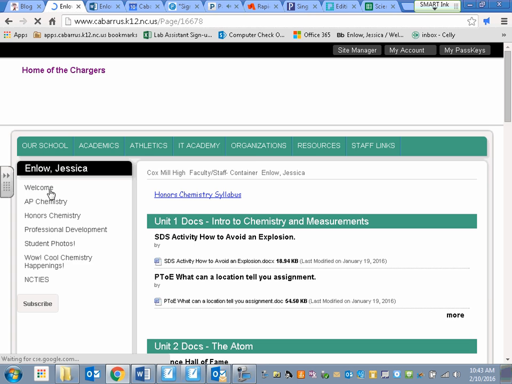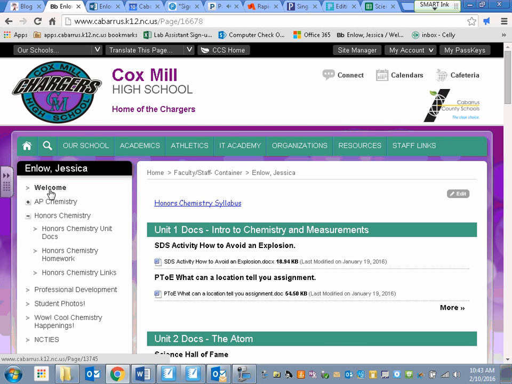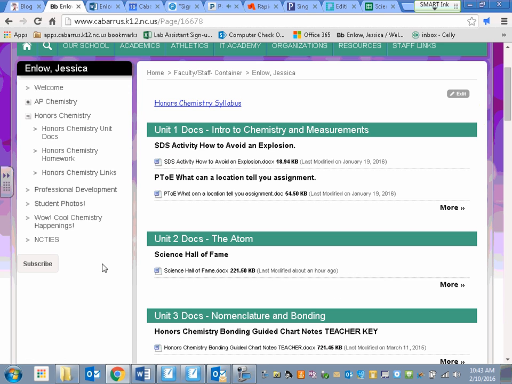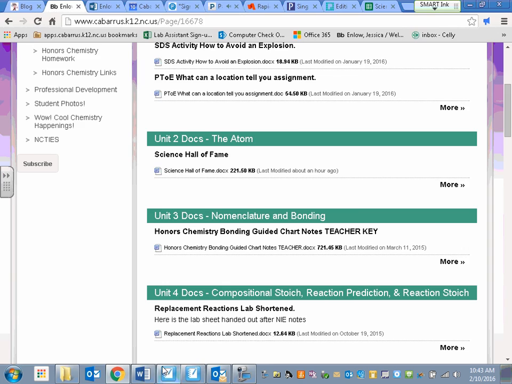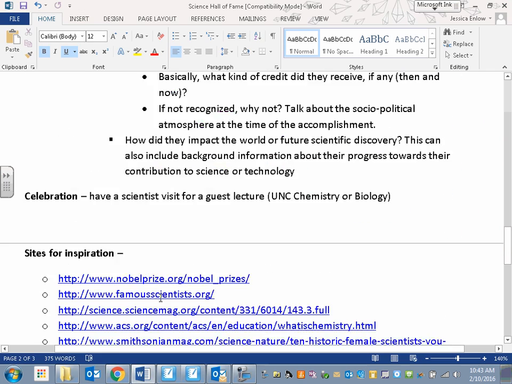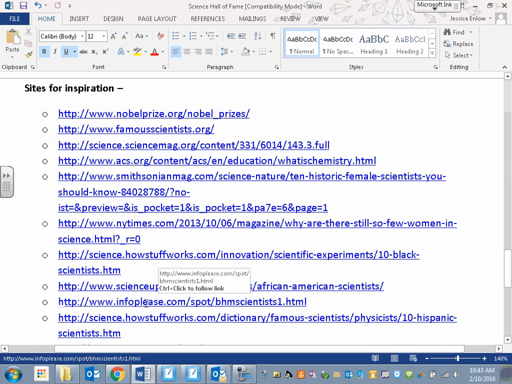There are a lot of links at the bottom of the Science Hall of Fame document. They are very informative. I call them sites for inspiration. I also have these little cards back here that are females in science. That's what you kind of study. If you want to look at any of these pictures and cards, if this is the characteristic that you're interested in, add it. Just don't take them. I might need them for another class.